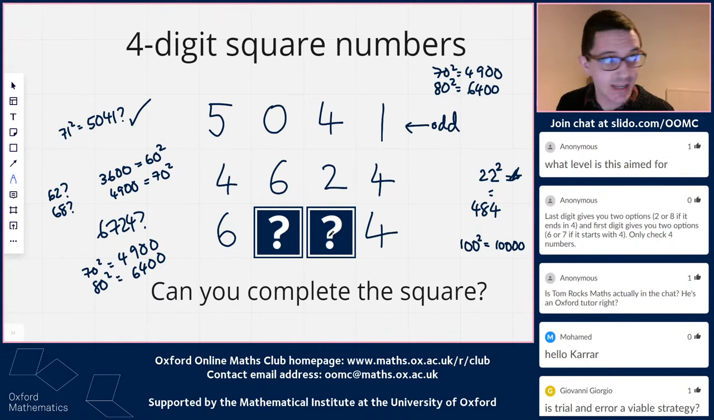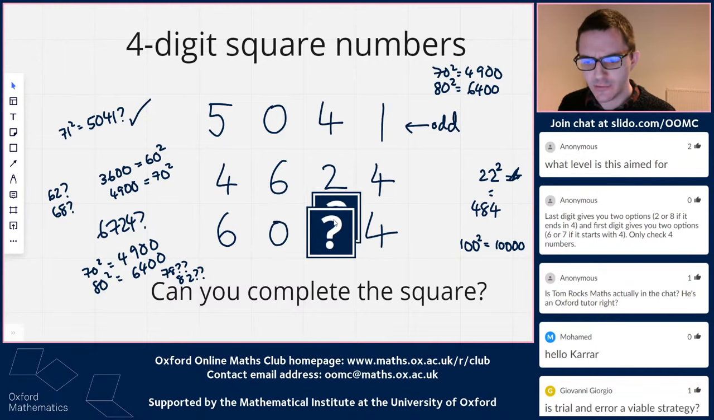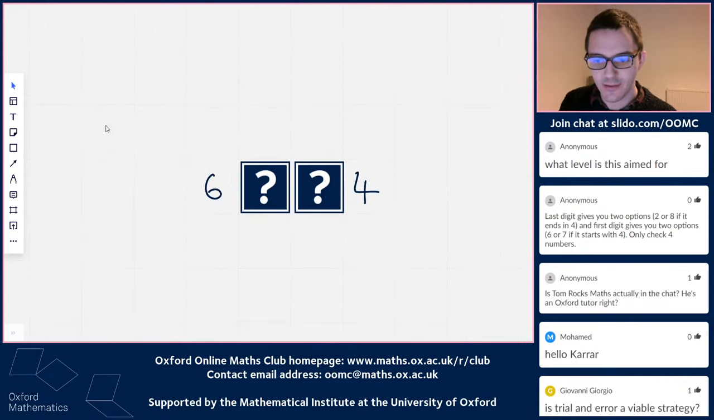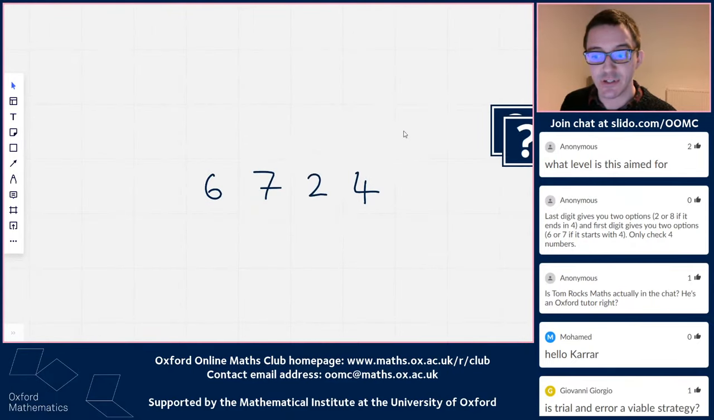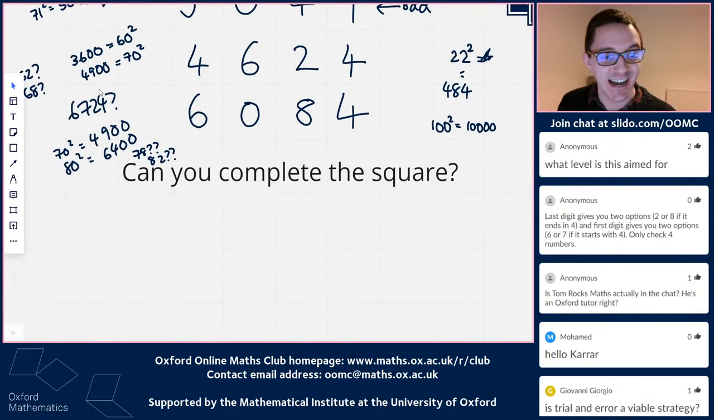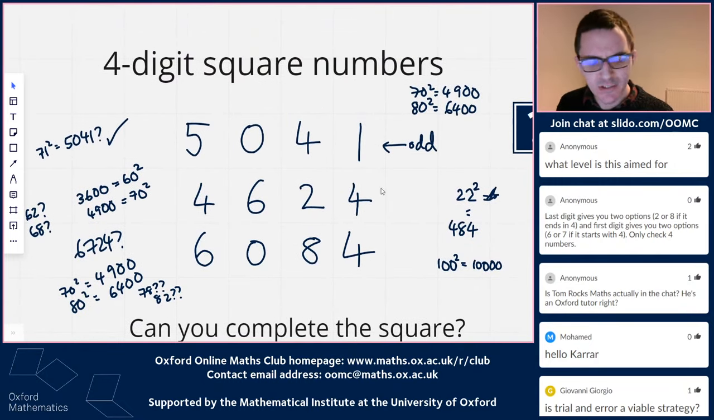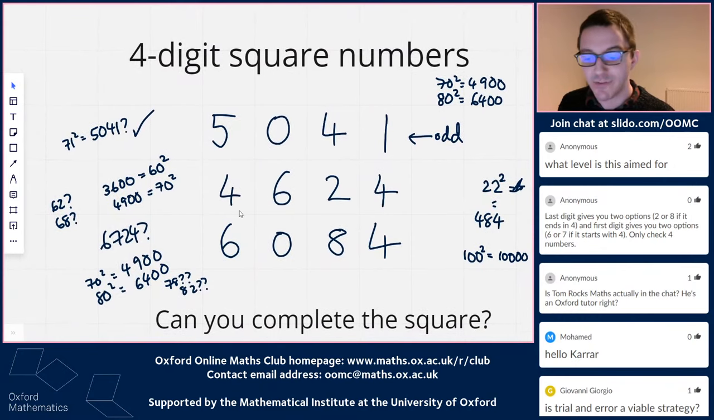And think about the last digit. It could end in 2 or it could end in 8. So this could be 78, maybe. Or it could be 82, maybe. And in fact, both of those work. There's two possibilities for what this number could be. Okay. So maybe it's this number, 6084. But there's another possibility hidden down here that it could be the square 6724, which is one that people suggested in chat. Okay. So two possibilities for this last one. And this square was somehow not uniquely defined by its first and last digits.